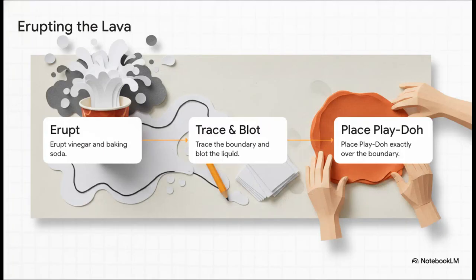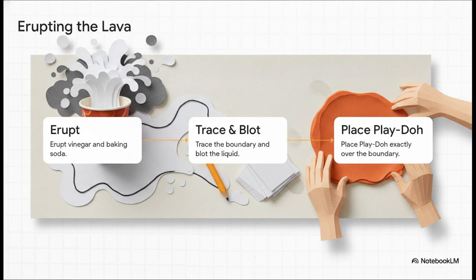Here's exactly how the process goes. First, you pour about 1/3 of your vinegar into your baking soda-filled cup, your makeshift caldera, and watch that eruption happen. Next, and this is absolutely critical, you take a pencil and trace the exact outline of where the liquid flowed out onto your poster board. Then, you carefully blot up the liquid with a paper towel. Notice I said blot, not wipe. If you wipe it, you're going to totally ruin that boundary you just drew.